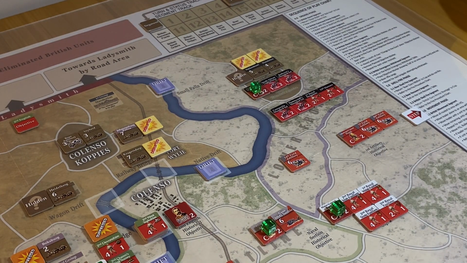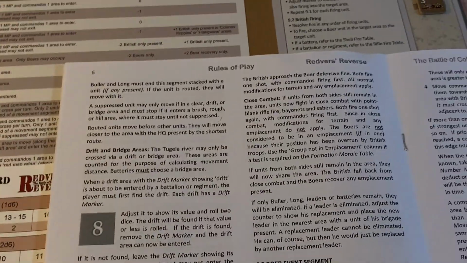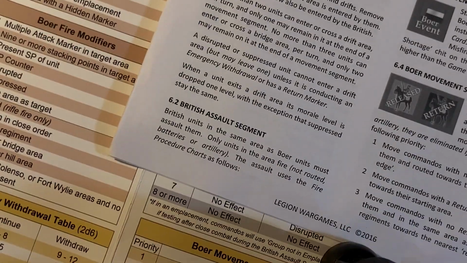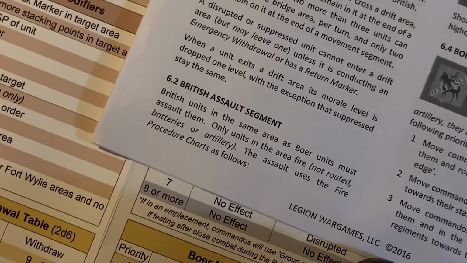Right, here we go. Hang on, close combat page. Let's have a look at this. Right, I suppose we need to start with the British assault segment.